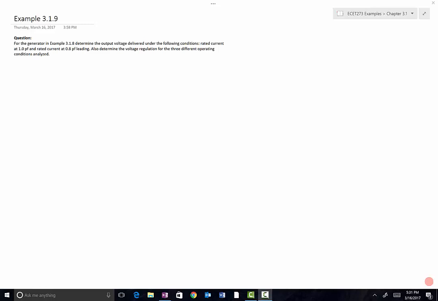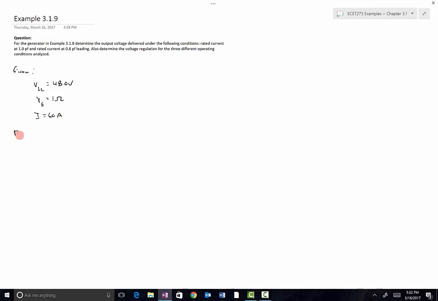So in the last example, we were given the line-to-line voltage under a no-load condition, which is equal to 480 volts. So that's the information that was given to us. We were told that the synchronous reactance was equal to 1 ohm. The rated current is 60 amps.